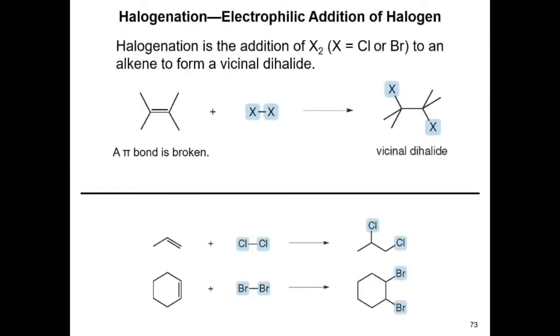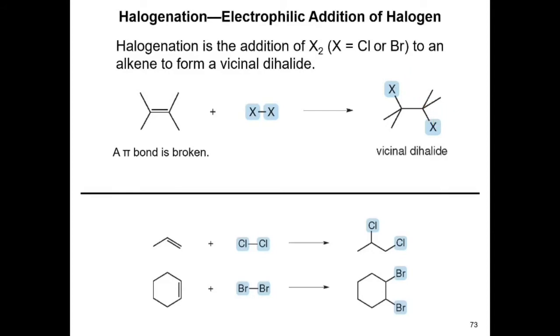So now let's take a look at halogenation, which is the electrophilic addition of halogen to an alkene. And halogenation is essentially the addition of two halogen atoms to an alkene to form a vicinal dihalide. And so in this reaction, a pi bond is broken, and then two halogen atoms are bonded to the two carbon atoms that are involved in the double bond. So what we get here is a vicinal dihalide, in which the two halogen atoms are in anti-position. So what we have here is an anti-addition.